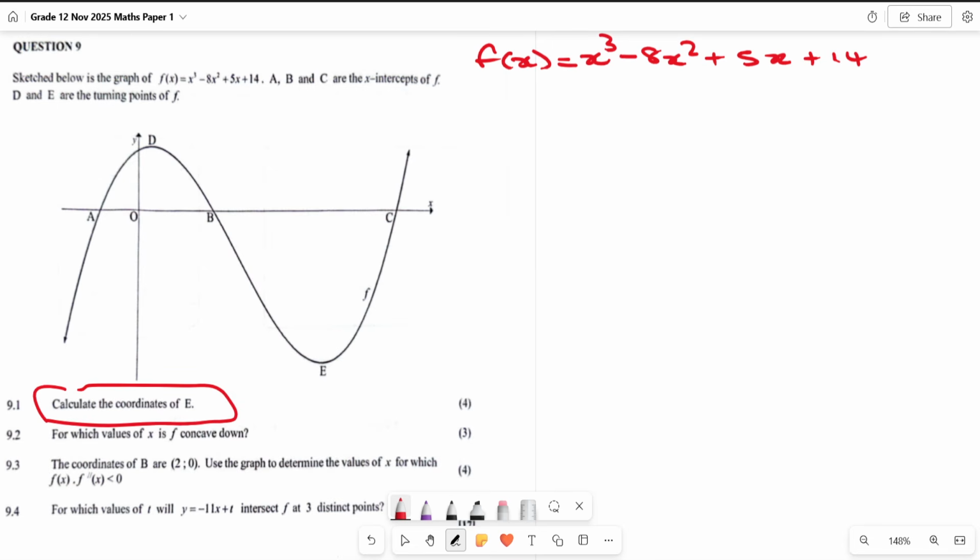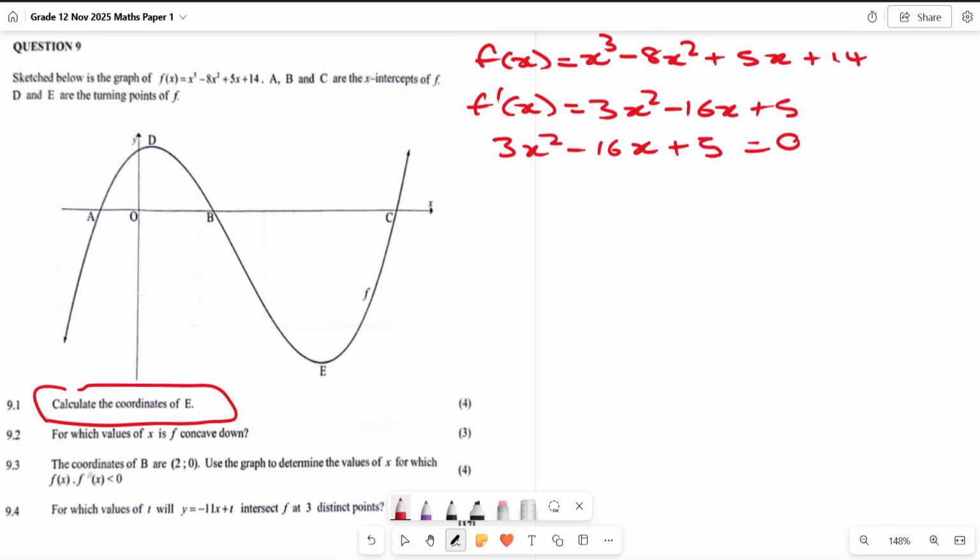This is what we are given, and they want us to find the coordinates of E. And what we all know is that E is a turning point, also known as the stationary point. So if it's a stationary point, we need to find the first derivative and equate it to 0. So f prime of x is equal to 3x squared minus 16x plus 5. Now we need to equate that to 0 and solve. Therefore, I'm going to write 3x squared minus 16x plus 5 equals 0.